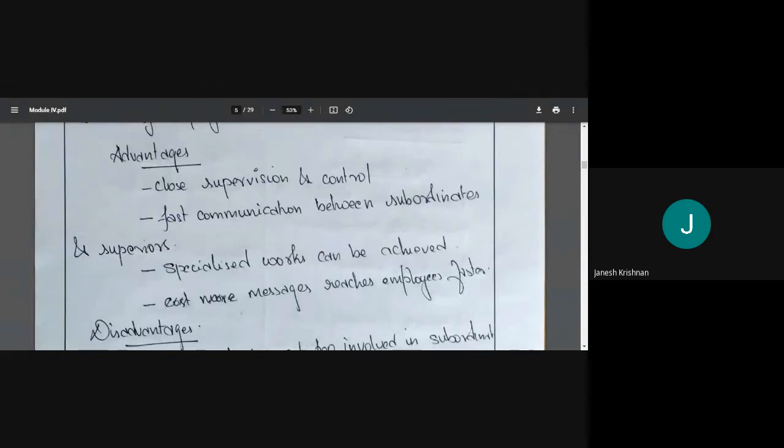Fast communication between subordinate and supervisors. So he doesn't have to wait. When 8 people are there, he has to wait. For example, when 5 groups are guided by one single person, you will have to wait for your turn. Okay, if 2, that's not a problem. Both of you can go together and talk. Right? Specialized work can be achieved. Then messages reach employees faster.